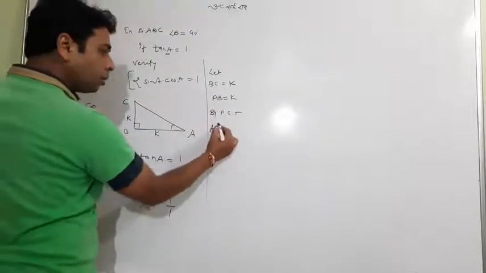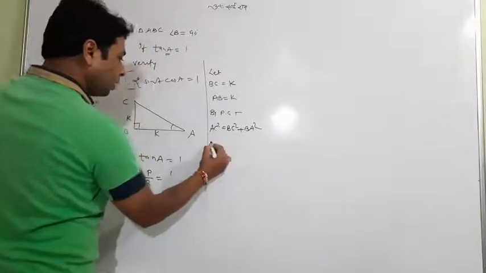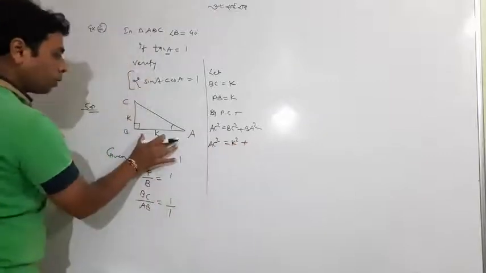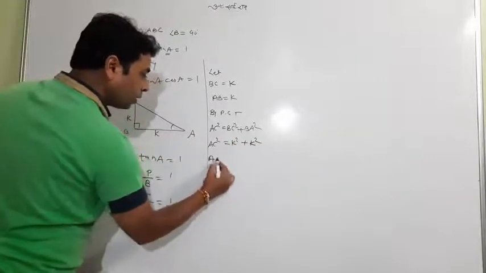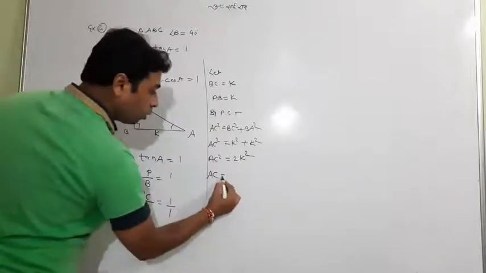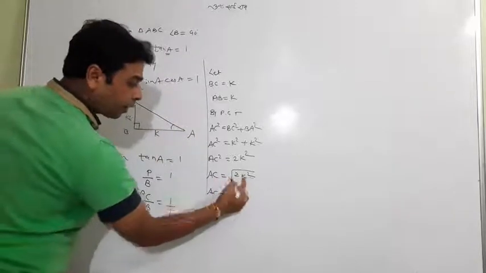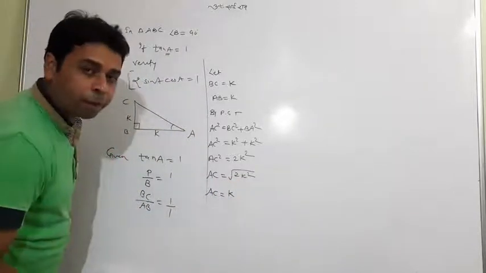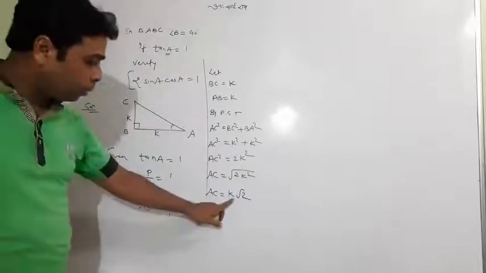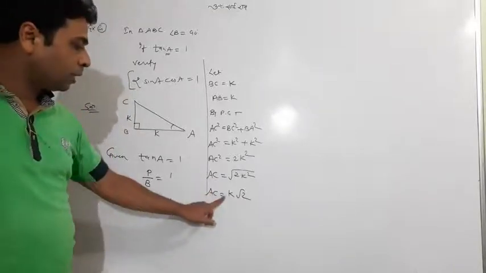It's a very good concept. AC square equal to BC square plus BA square. So what is AC square? BC square means k square, and BA square means again k square. So AC square equal to k square plus k square, which is 2k square. Then AC equals root of 2k square. Look properly: k square can come out as k because it has a pair, but 2 cannot come out because 2 does not have its proper pair. So it will be written as k root 2. So AC equals k root 2, you got a value.